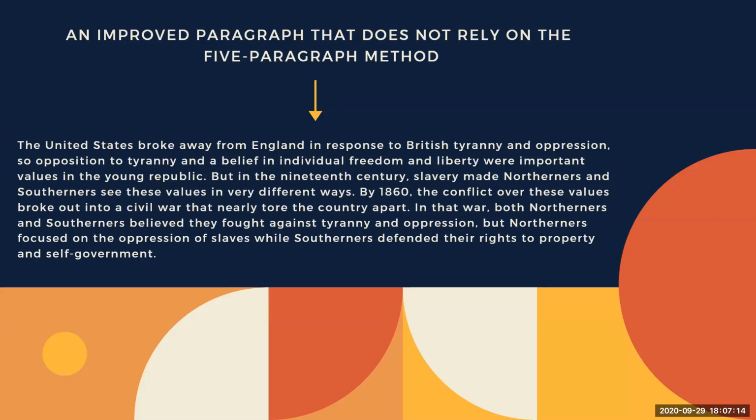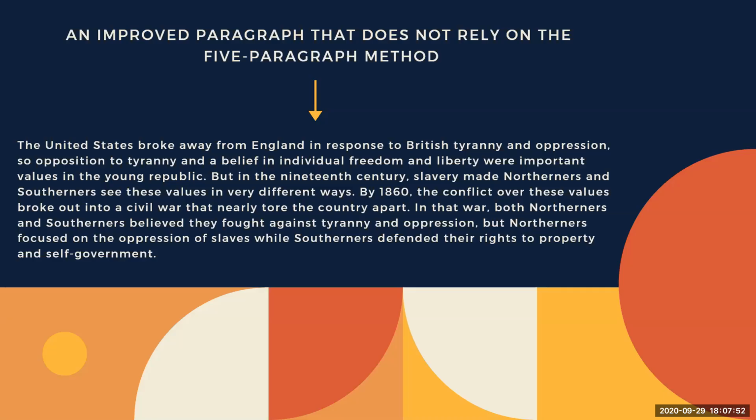Now, if the student were to improve this paragraph by using college writing techniques, this is what it might look like. So this is the same topic, just improved. The United States broke away from England in response to British tyranny and oppression, so opposition to tyranny and a belief in individual freedom and liberty were important values in the young republic. But in the 19th century, slavery made Northerners and Southerners see these values in very different ways. By 1860, the conflict over these values broke out into a civil war that nearly tore the country apart.